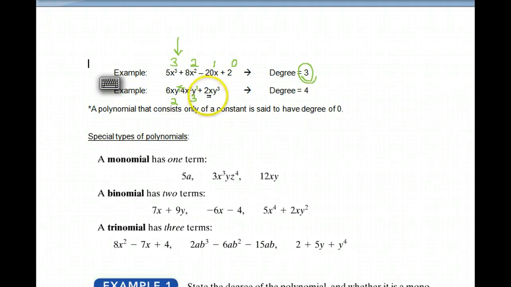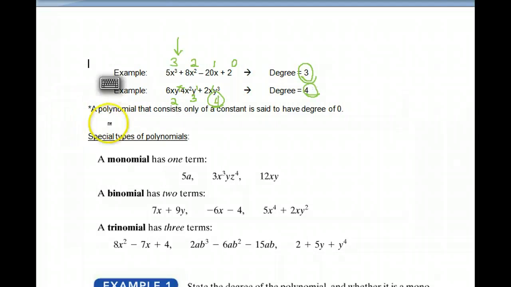And then we're going to look at 2xy cubed. The x has an exponent of 1, and y is cubed, so 1 plus 3 is 4. The largest degree of each one of those terms is a degree of 4. Therefore, the degree of the entire polynomial is a degree of 4.